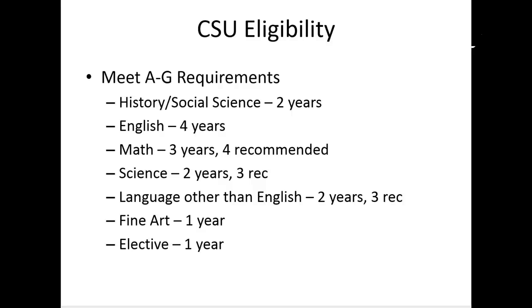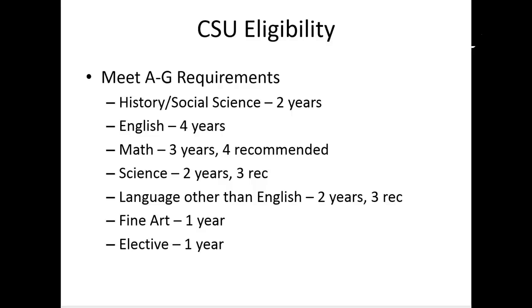Becoming eligible to a CSU campus first starts with meeting the California A through G requirements. These requirements include 2 years of a history or social science, 4 years of English, 3 years of math, but 4 years are recommended, 2 years of a lab science, 3 years are recommended, and one of those years must be a biological lab science and the other must be a physical lab science.